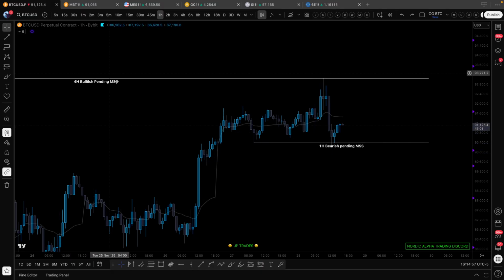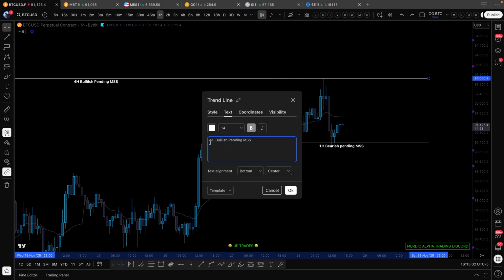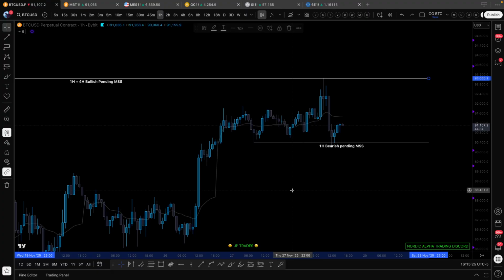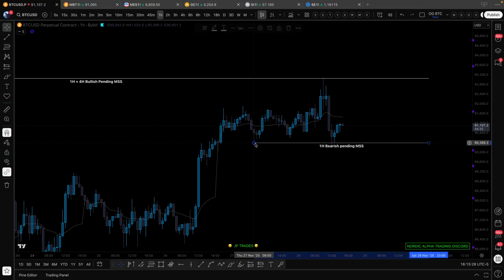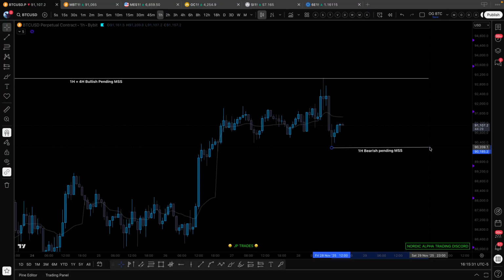Now, this is interesting. Our 4-hour and 1-hour structure points are at the same level, or very close. So this is actually going to be a 1-hour and 4-hour bullish pending market structure shift. For the 1 hour, it would just be a continuation break of structure. But nonetheless, we know what we're looking for. Spell check that. Okay. And now we actually move this to this low. And this is our new 1-hour low.